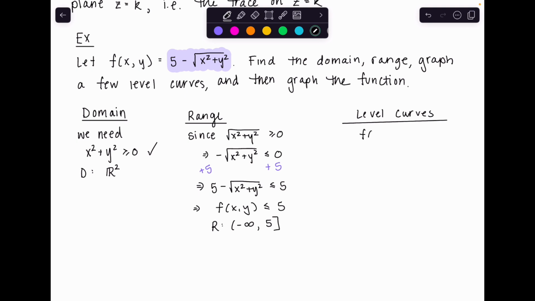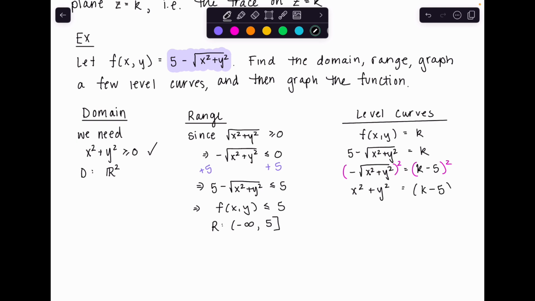So here your level curves will be set the expression equal to some constant. Well, that just means 5 minus the square root of x squared plus y squared is equal to some constant. I'm going to get x and y by itself, so we're going to go ahead and move the 5 to the other side. So this is going to be k minus 5. And then to get rid of the square root, let's square both sides. The negative also disappears and gives us x squared plus y squared is equal to some constant minus 5, squared. So I'm just going to be replacing this value of k by 0, 1, 2, 3, 4, 5, whatever it is. In this case, the most I can go is 5 because of the range.